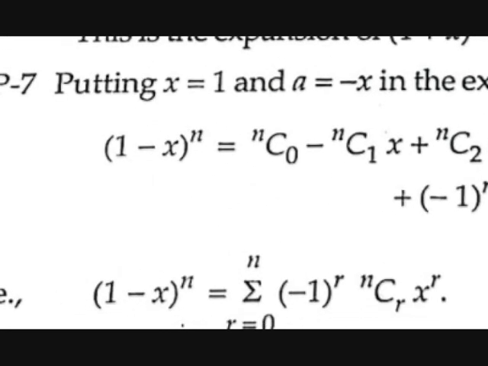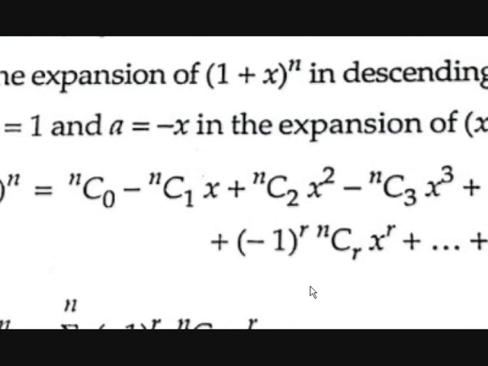You can write that in the form of summation. It will be (1 minus x) whole power n is equal to summation of r is equal to 0 to n, (minus 1) whole power r nCr x power r. This is the basic term. Okay, now let's see another.